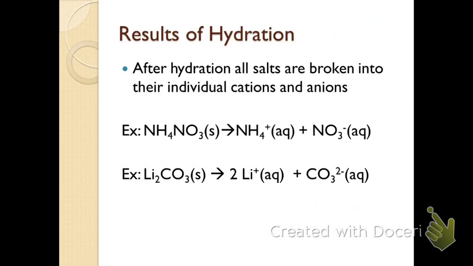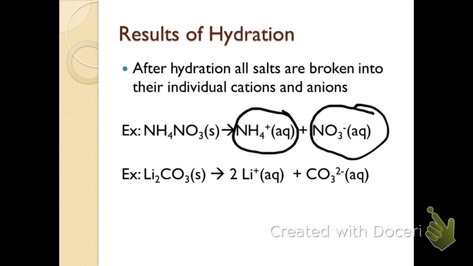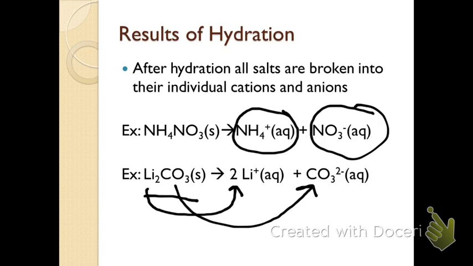Now, after hydration has happened, all salts are broken into their individual cations and anions because they've been pulled apart by the water molecules. So when ammonium nitrate dissolves, for example, it starts off as a solid, and in the end, it looks like two ions, an aqueous ammonium ion and an aqueous nitrate ion. Same thing happens with lithium carbonate, which is also a salt because it's ionic. But when lithium carbonate dissolves, it produces two lithium ions and one carbonate ion. So you don't forget, you also still have to worry about the stoichiometry involved as well.